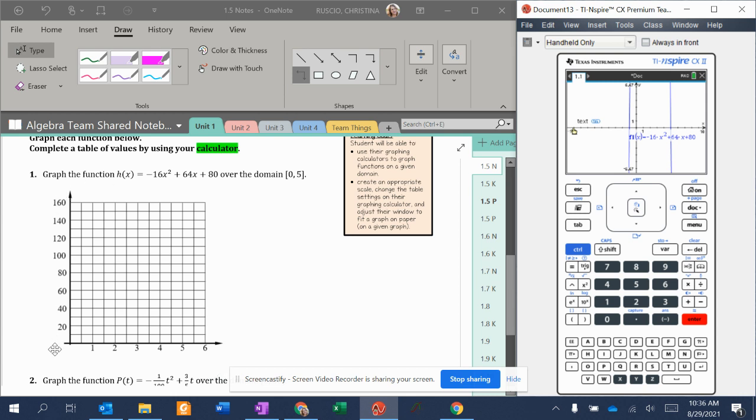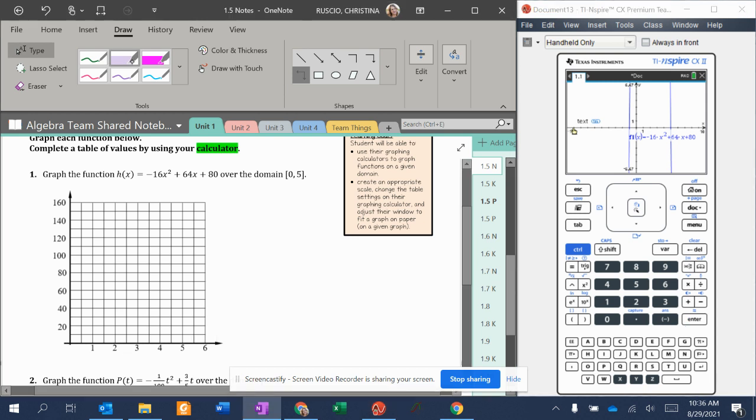I can see that my graph is only graphed on the y's from 0 to 160 and the x's from 0 to 6. We also have this piece here that says over the domain, over the x values, from 0 to 5. So in my table of values, I'm going to use that to help me. When I make my table of values, my x's are only going to go from 0 to 5. And we're going to use our calculators to help us.